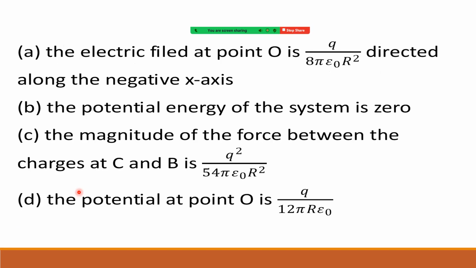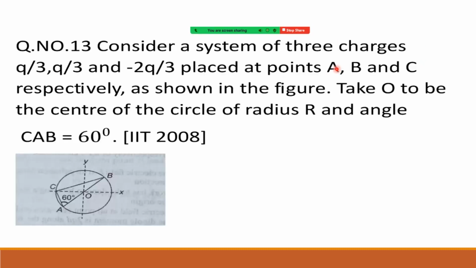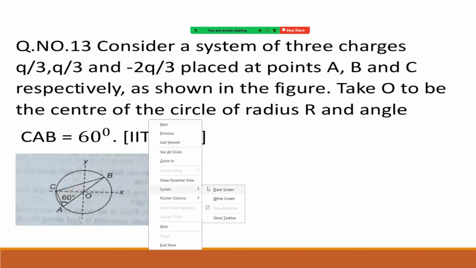Now coming to the option. It is given a value, right? Direction wise, it is correct, along the negative x-axis. But coming to value, see how much we get. KQ by R square, Q value 2 by 3. I'll make the calculation here.